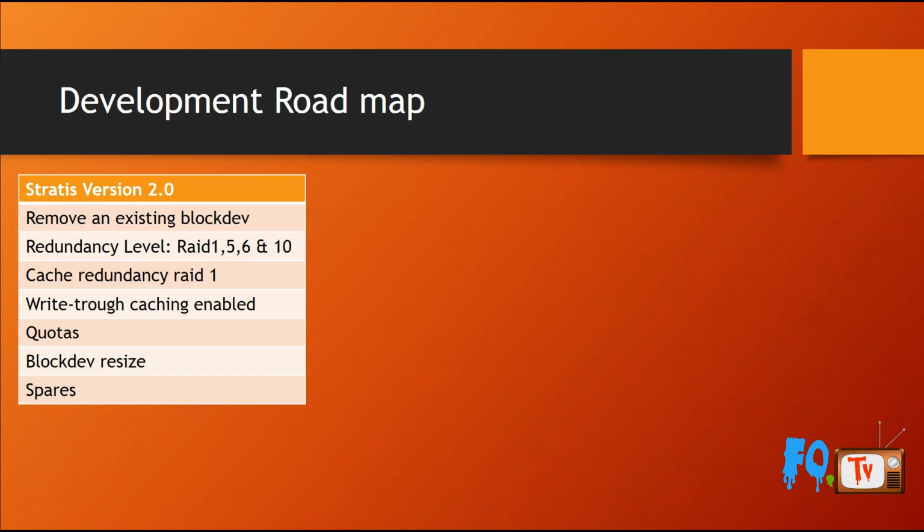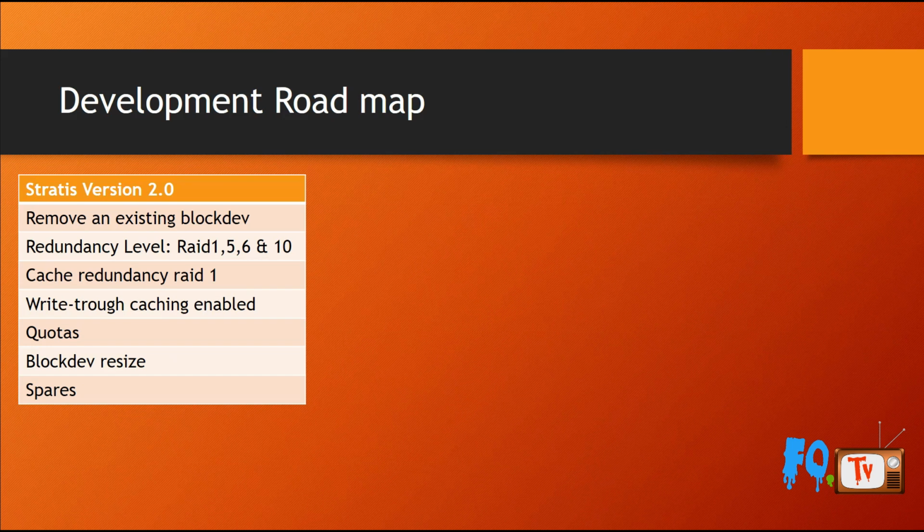And redundancy levels RAID 1, RAID 5, RAID 6 and RAID 10 are going to be supported in version 2. And cache redundancy, in the sense that the cache also comes with redundancy. In case of cache failure, the performance will be impacted, so you can also create a redundancy on the cache itself. And write-through caching enabled, so this is a feature that is going to come.